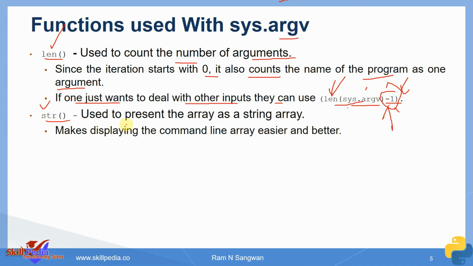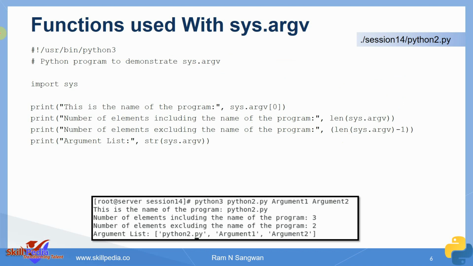And str is used to represent the array as a string rather than a list. It makes displaying the command line arguments easier and better. As you can understand, that was a list, but if you use the str function, all these command line arguments will be returned as a string. This example will tell you all about this.